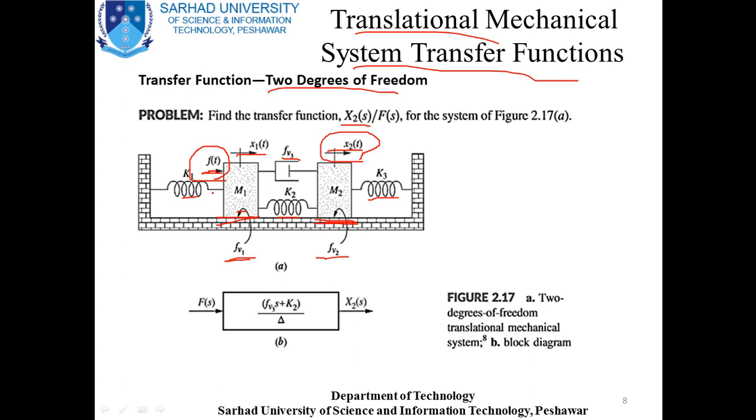So we are applying the force on the first body, and we will make the second body move and cover some displacement x2 of s. So this is your 2 degree of freedom.